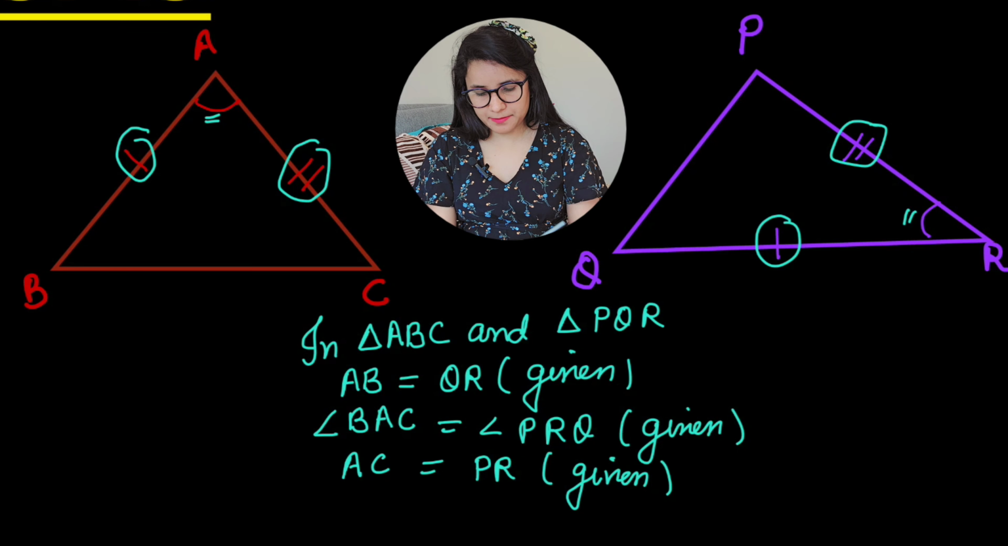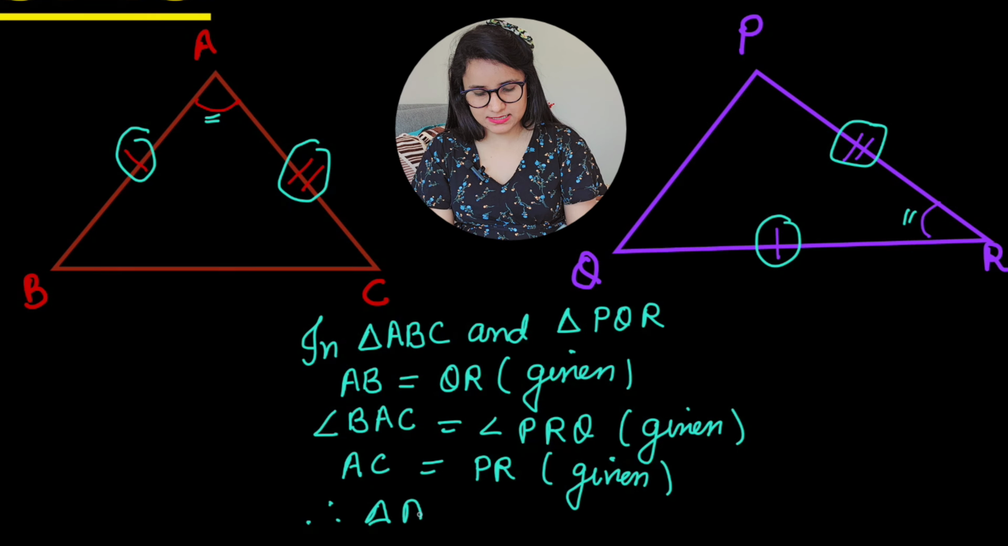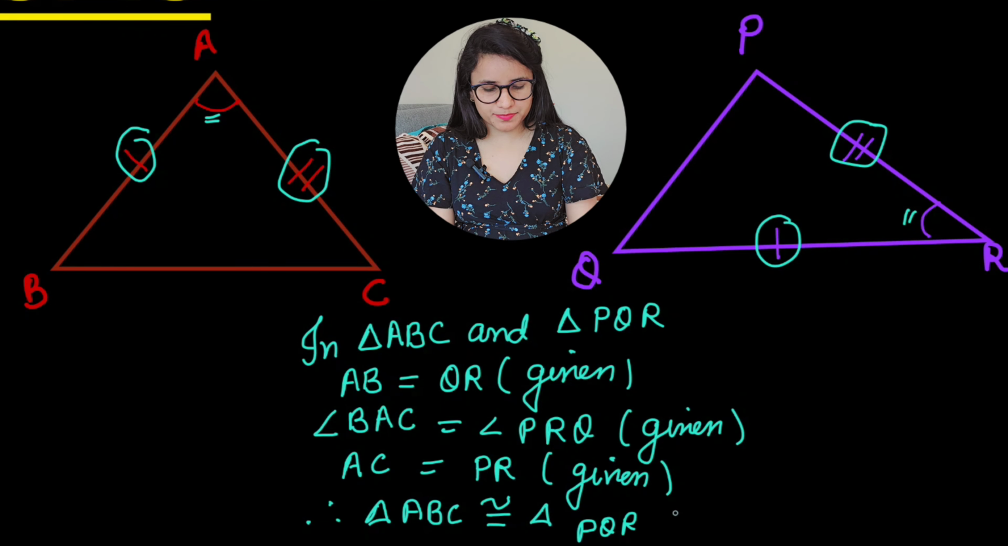And the final step: therefore, triangle ABC is congruent to triangle PQR. And what is the property name?